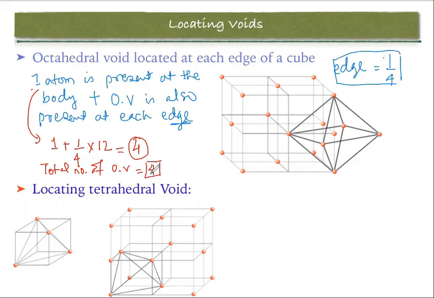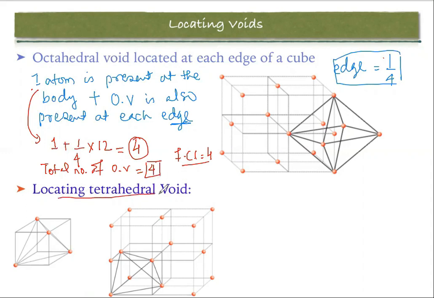Now remember the earlier slide. If the total number of spheres is n, then the total number of octahedral voids is also n, as we have calculated. So in the FCC, the total number of atoms is 4, and the octahedral voids are also 4.